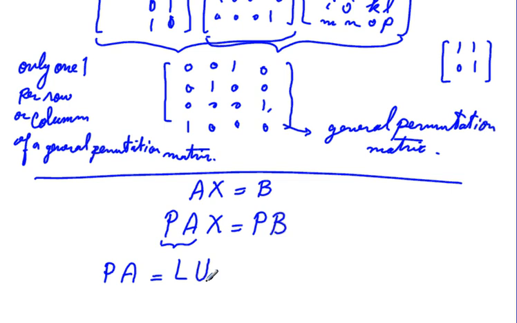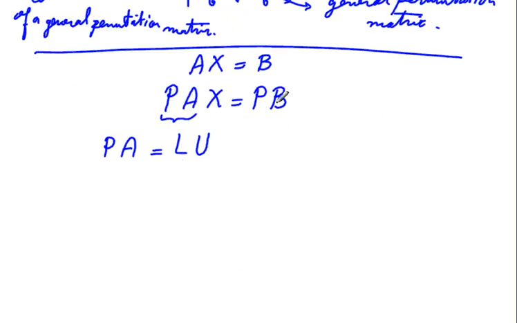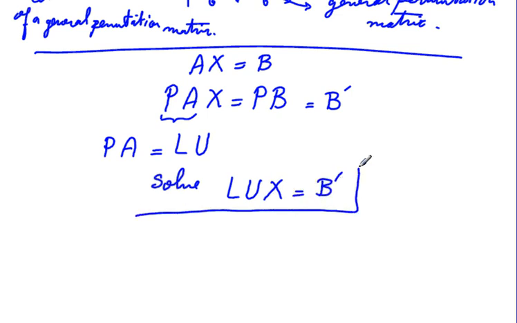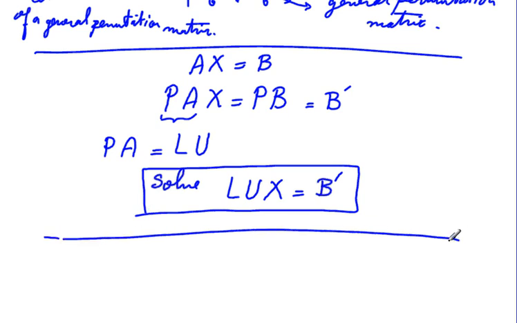Once that is the case, then you can go ahead and solve it like this. You say, okay, take the right hand side, apply your permutation to it. After you have shuffled this thing around, we denote it by B prime. So now solve LUX equals the shuffled version of the right hand side, just the way we did at the beginning of the hour. Okay, so let me stop here and postpone the example of it for next time.